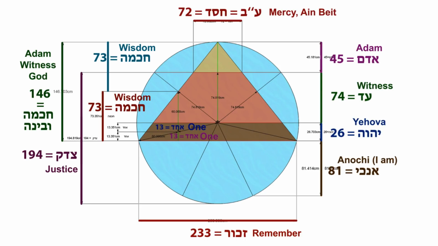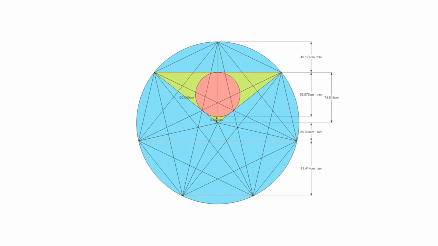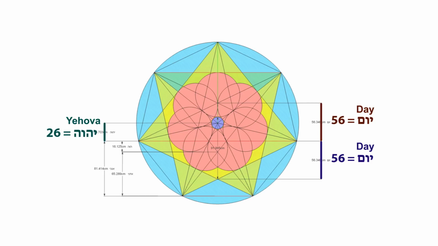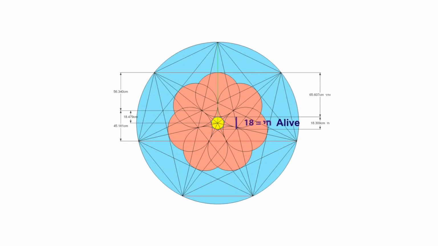Yehovah, Jehovah, 26, as the distance between the center of the circle and the base of the pyramid. Adam, 45, stands upon grace, 72, and alongside the initials of male and female, 57, Zachar v'Nekeva. Male and female he created them, and he called them Adam. Hebrew names of God are also revealed here. Anochi, I am, 81. Adonai, my Lord, 65. Yehovah, Jehovah, 26. Chai, alive, 18.